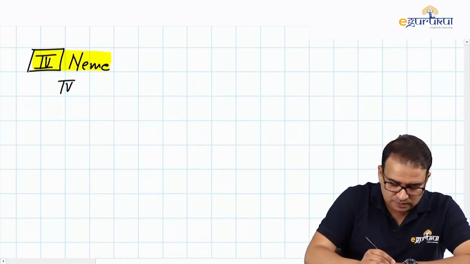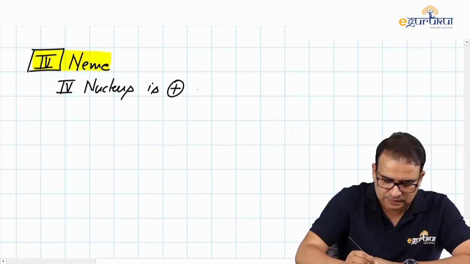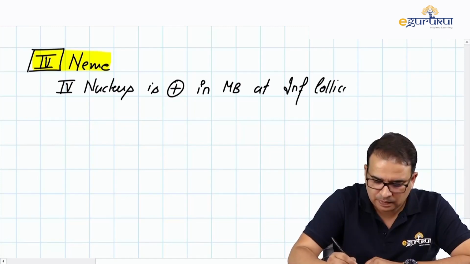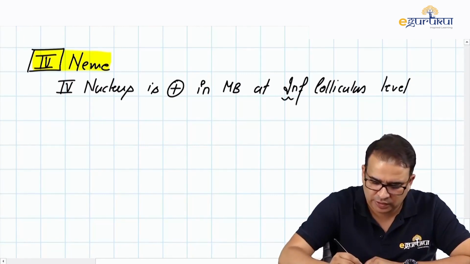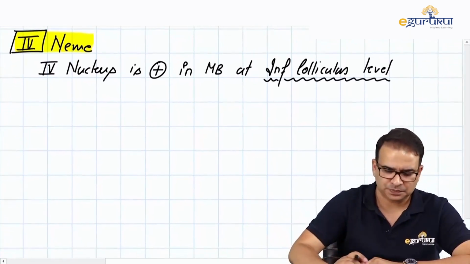If you talk about nucleus, the fourth nucleus is present in the midbrain at the inferior colliculus level. Third was at the superior colliculus, this is at the inferior colliculus.